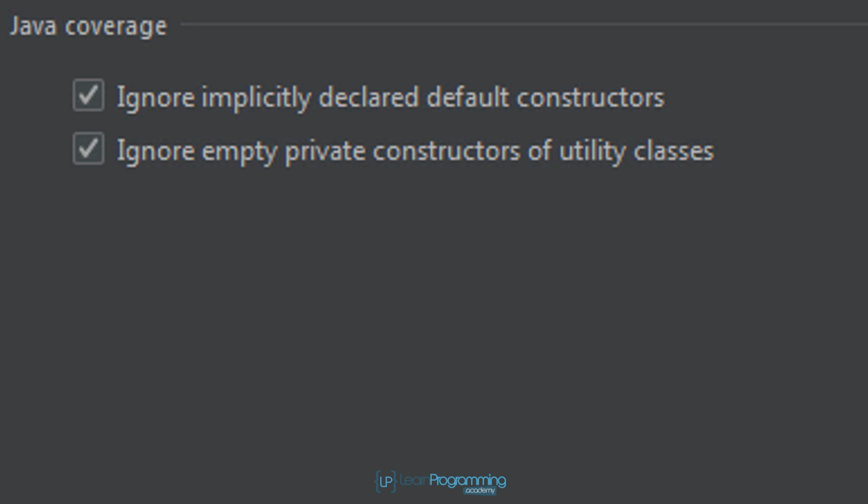Let's clarify what exactly is meant by implicit versus explicit declaration of a default constructor. Explicit means that the programmer has manually added a constructor to the class. Implicit means that there wasn't a constructor added manually by the programmer, so the JVM will add one at compile time automatically. Ignore empty private utility classes lets us specify if empty private classes, where all other methods are static, should not have their own constructors included in the coverage statistics.